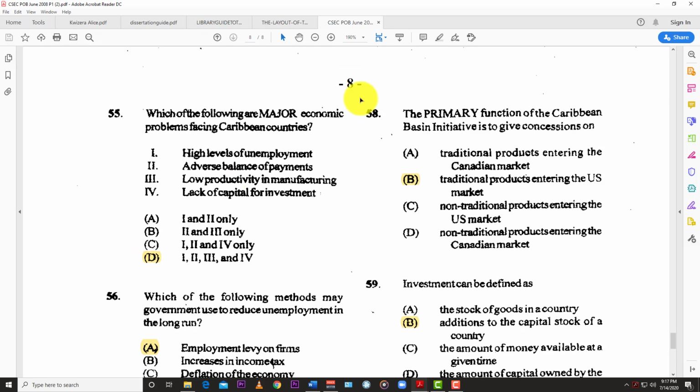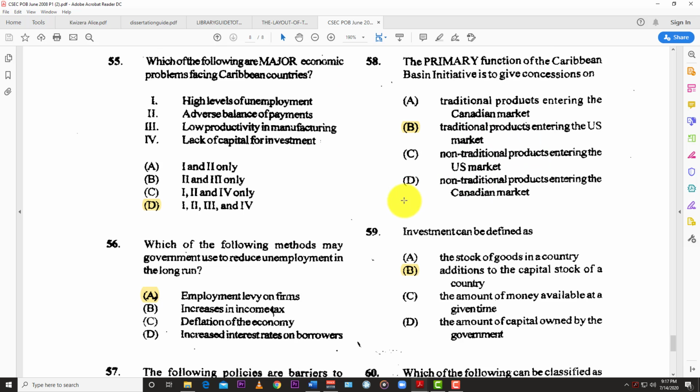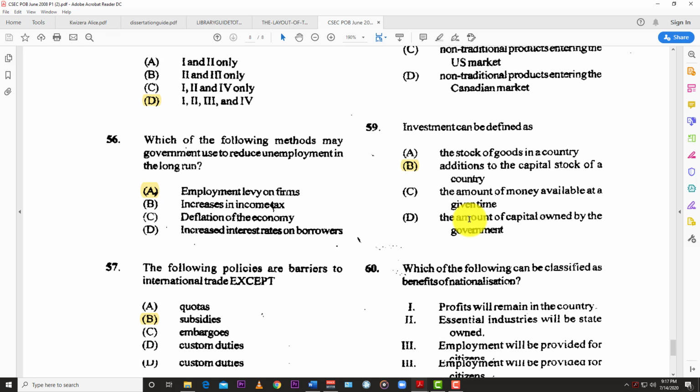58. The primary function of the Caribbean Basin Initiative is to give concessions on, and so the best answer here is B, traditional products entering the U.S. market. That's some kind of preferential treatment for countries in the Caribbean where the products are entering the United States. Then we have 59. Investment can be defined as B, additions to the capital stock of a country.